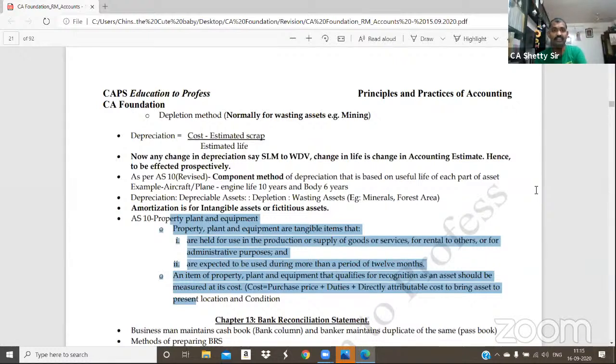Next, in the seventh year, the balance life is re-estimated for the next 8 years. Answer, this is important. WDV at the beginning of the 7th year is 100 lakh minus 9 lakh into 6, which is equal to 46 lakh.